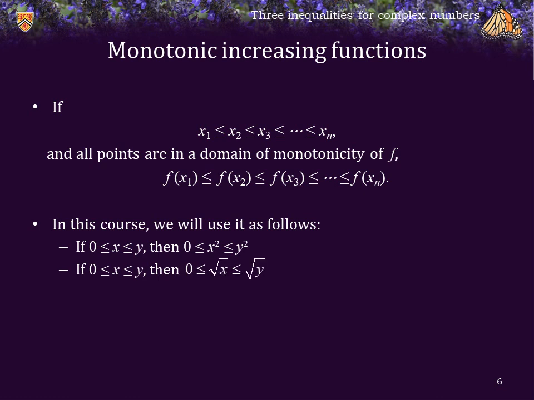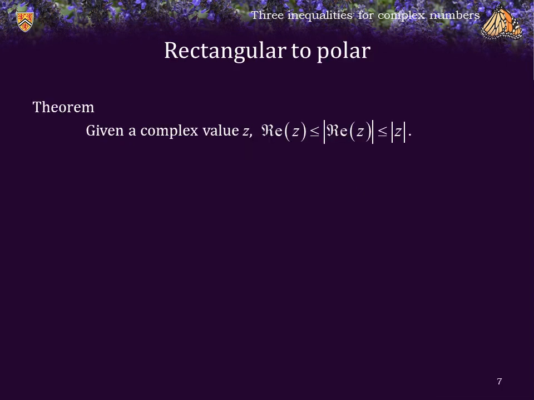Similarly, we can say the following. If 0 is less than or equal to x, which is less than or equal to y, then 0 must also be less than or equal to the square root of x, which itself must be less than or equal to the square root of y. Here is our first inequality.